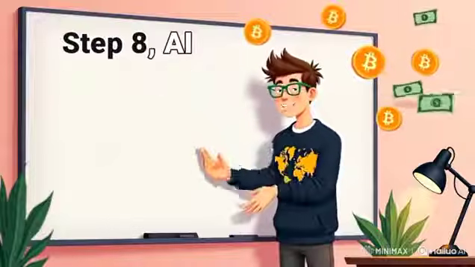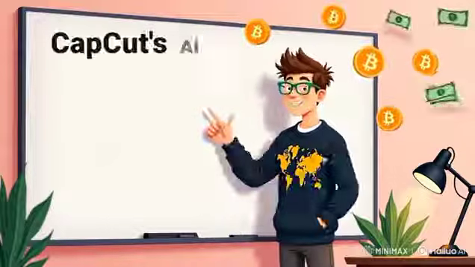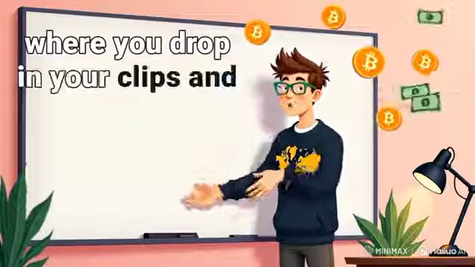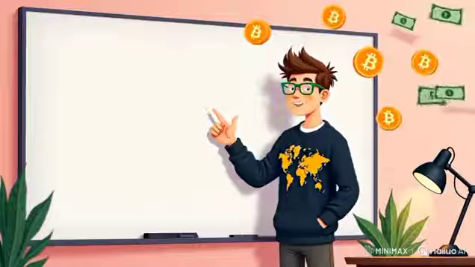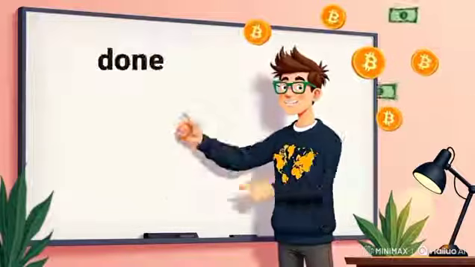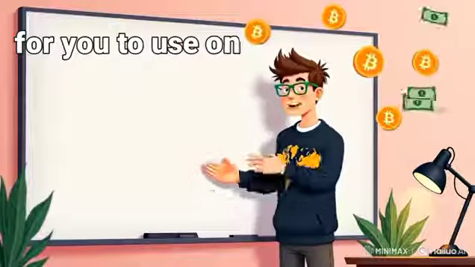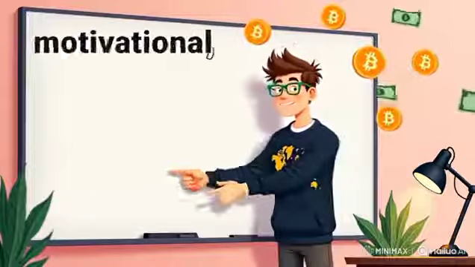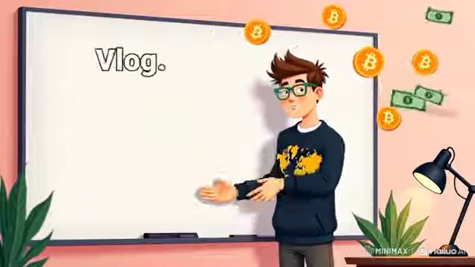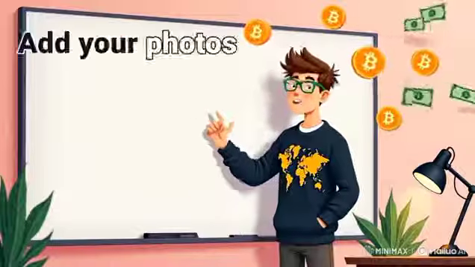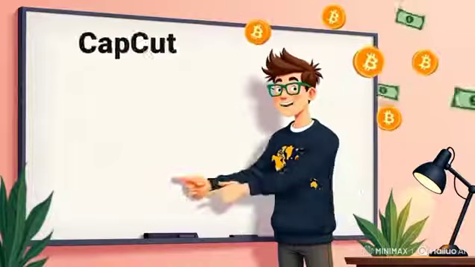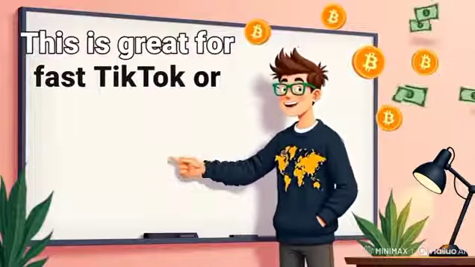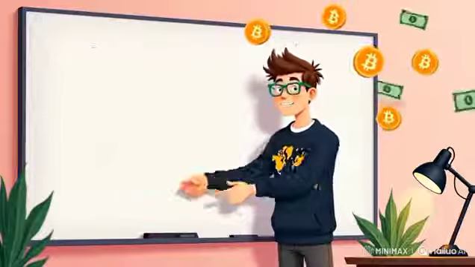Step 8. AI Templates. CapCut's AI templates are ready-to-use formats where you drop in your clips and everything, transitions, music, text, animation is done for you. To use on mobile, tap Templates and search a keyword, e.g. motivational, fitness, vlog. Tap Use Template. Add your photos or videos. CapCut auto-syncs it with the template design. This is great for fast TikTok or reel content.